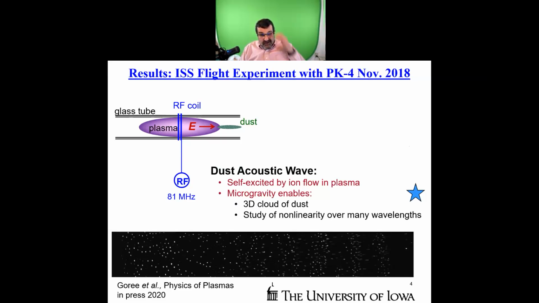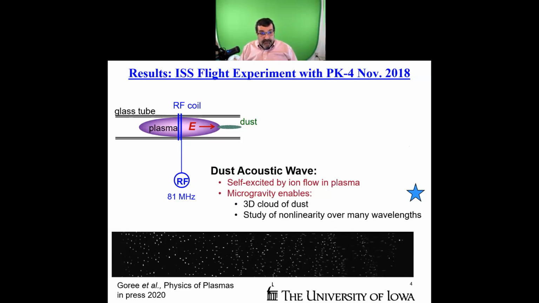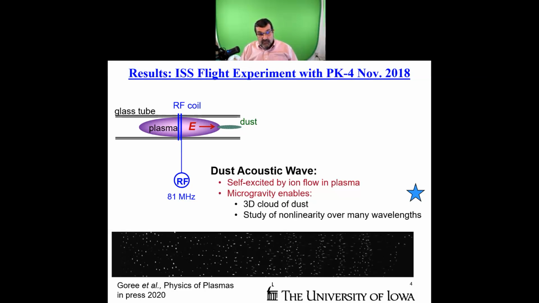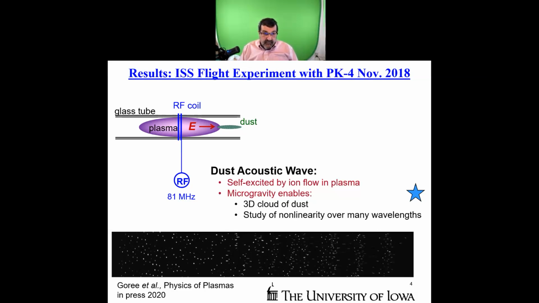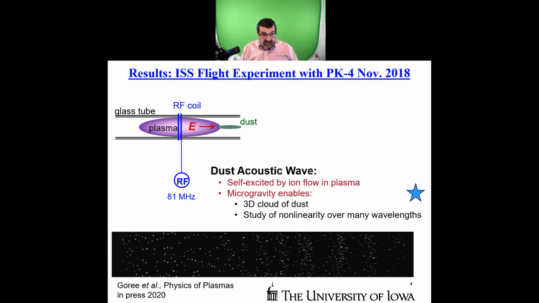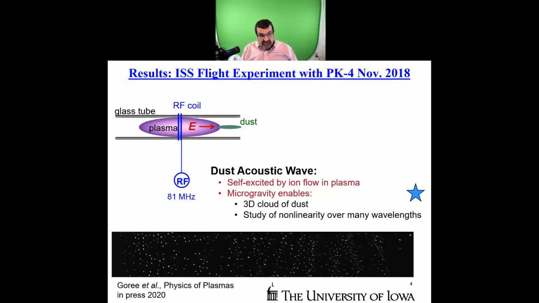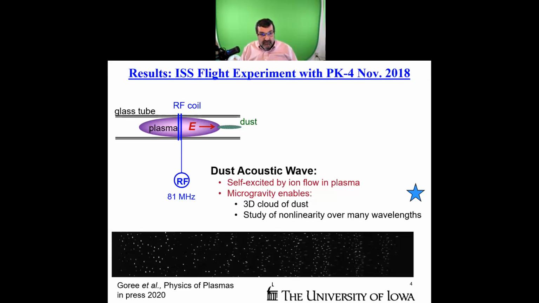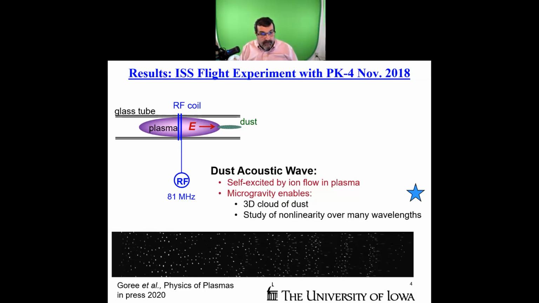That ion flow makes the particle cloud unstable, and that 3D cloud of dust, something that we're not able to easily do under 1G conditions, forms these big waves, and these waves can be seen here. All the little white specks that you see in the video are microparticles that are being imaged by the camera in PK4. Let's go to slide 5.